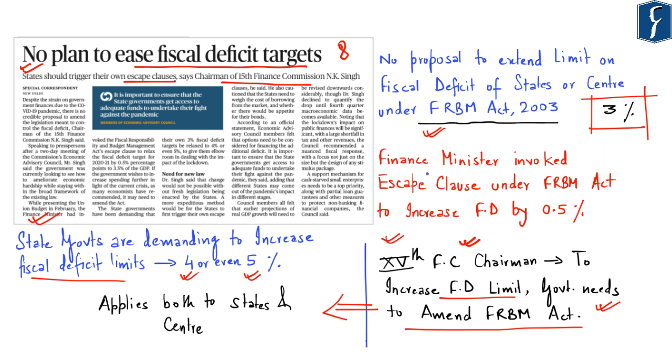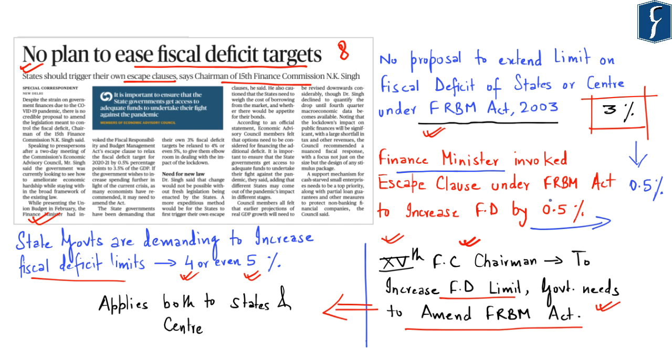However, the chairman has said that state governments as well as the center can use the escape clause whereby they can increase their fiscal deficit target by 0.5%. Now, this escape clause is one of the provisions provided under the Fiscal Responsibility and Budget Management Act. This escape clause was also invoked by the Finance Minister of India when she presented the budget of 2020-21, by 0.5%.